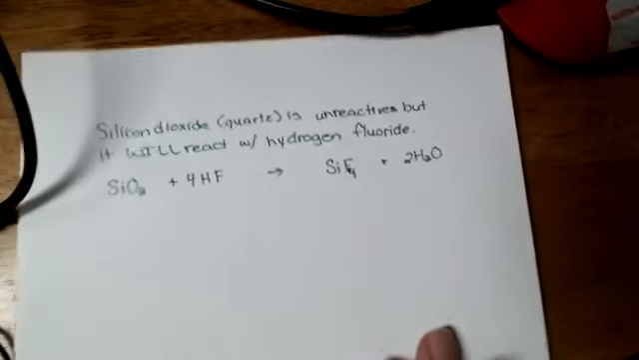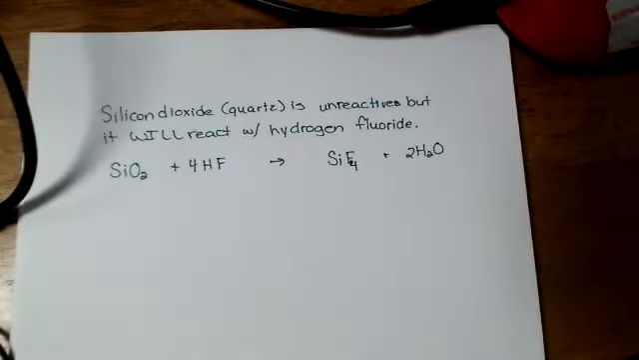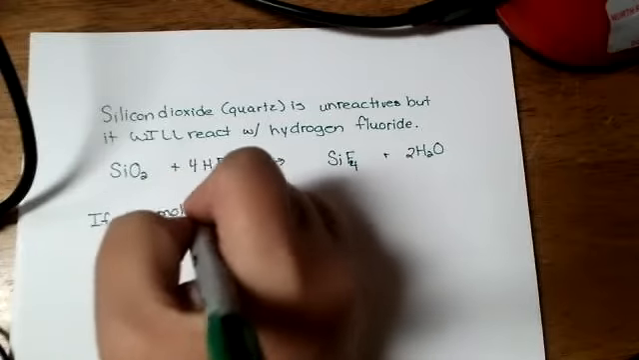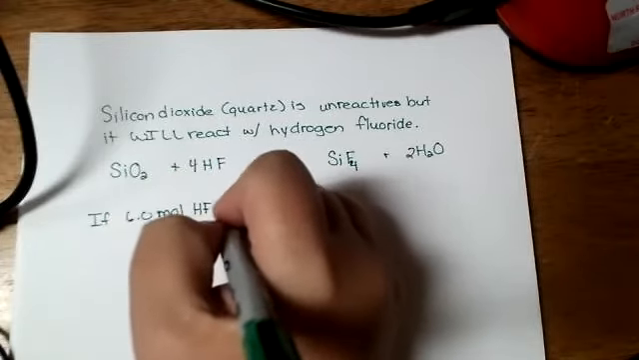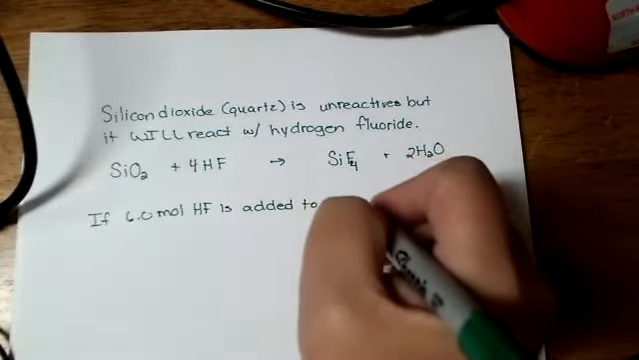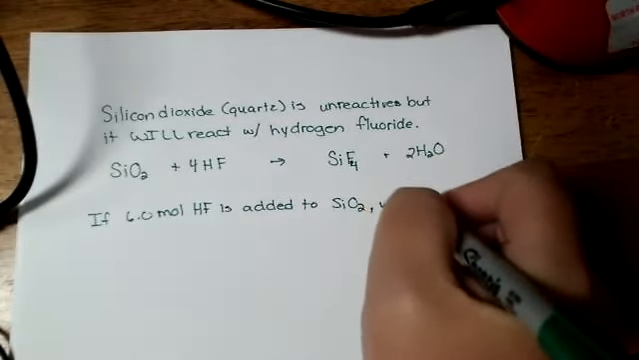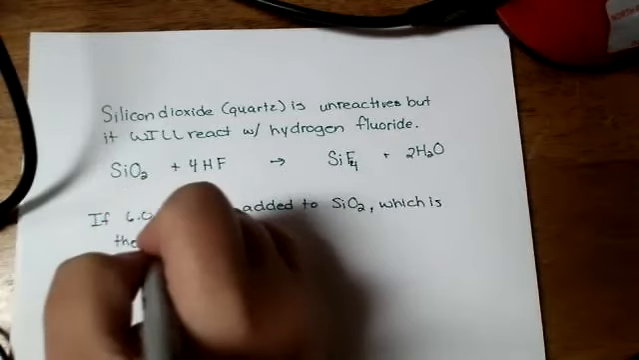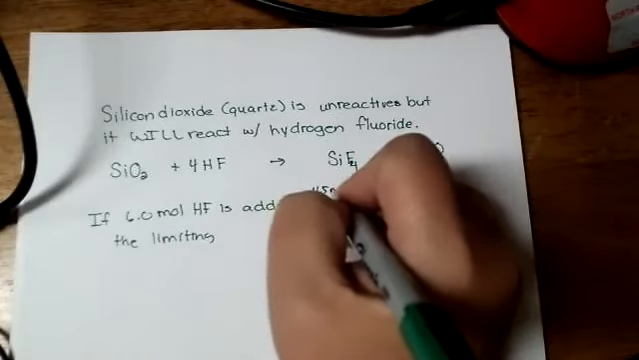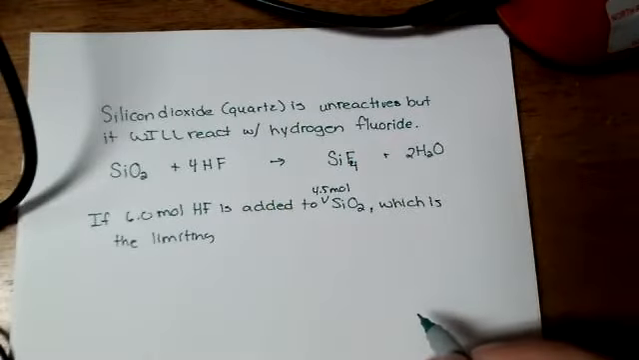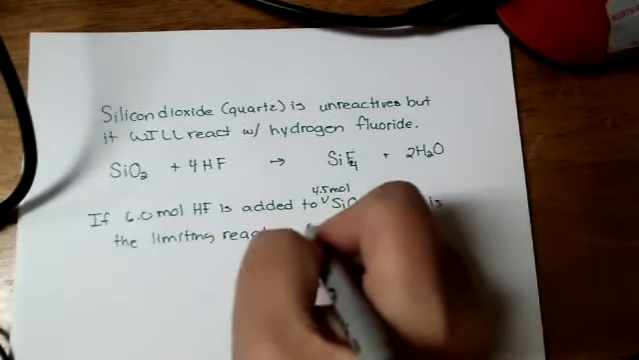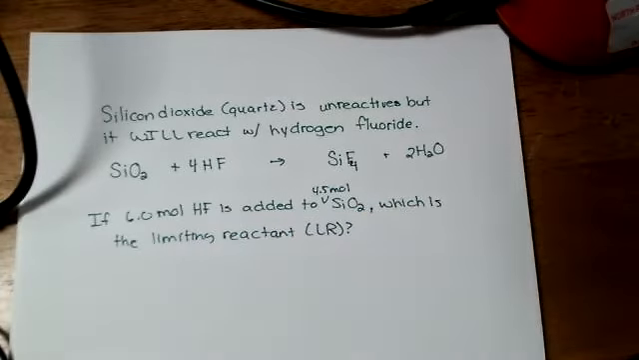Okay, so this is the backstory, I guess you would call it, for this problem. They want to know if 6.0 moles of hydrogen fluoride is added to, I'm sorry, this should be added to 4.5 moles, my bad, 4.5 moles of silicon dioxide, which is the limiting reactant. And from here on out, we're going to say LR to save time.